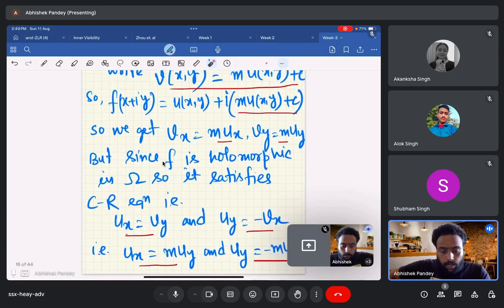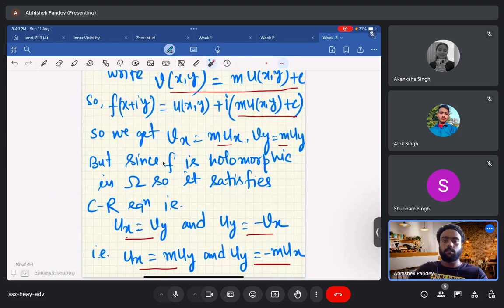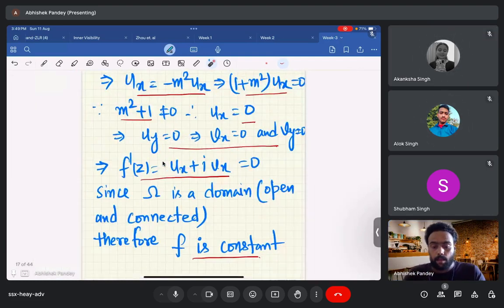Now what is v_y? This is nothing but m u_y. So u_x = m u_y and u_y = -m u_x. Is it clear? Yes, clear. Okay. Now what does it mean?